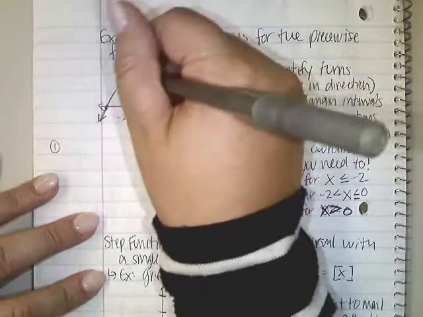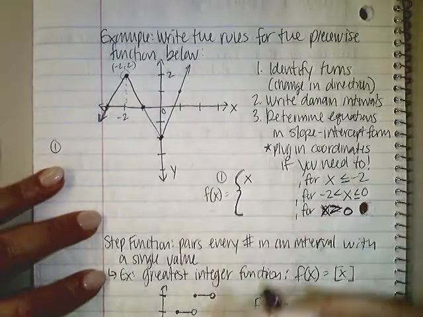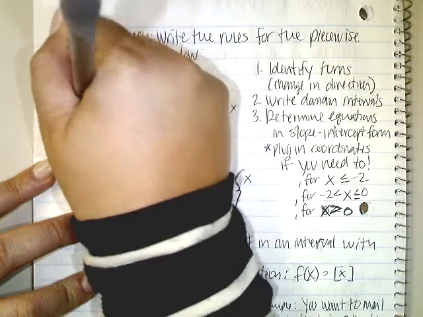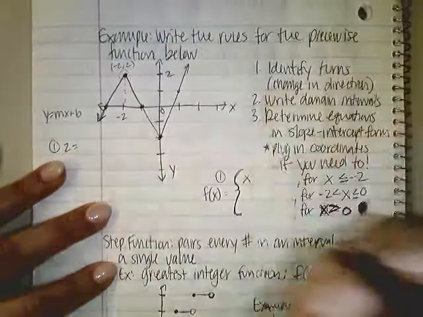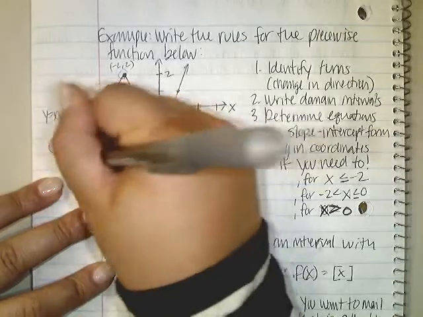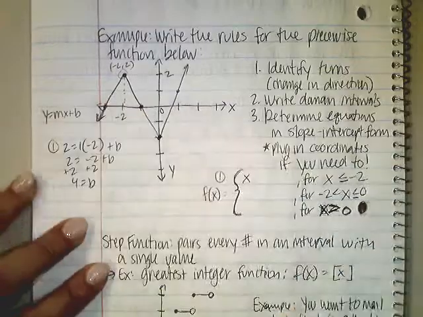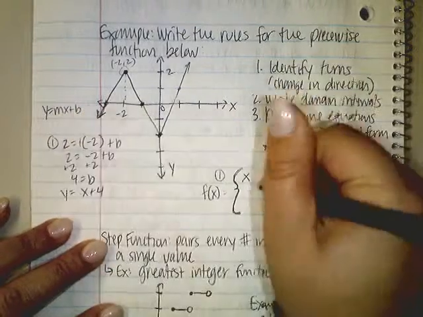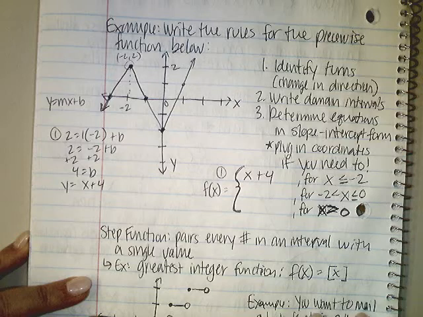I'm going to choose this coordinate point. So I know this coordinate point is -2, 2. So I'm going to plug this into my graph in slope-intercept form. So again, y equals mx plus b, and I'm going to solve for b. So I can plug in 2 for y equals, my slope is just 1 times -2 for x plus b. So 2 equals -2 plus b. I solve for b, and I get 4. So my equation for number 1 is going to be y equals x plus 4. So x plus 4 is my first rule.